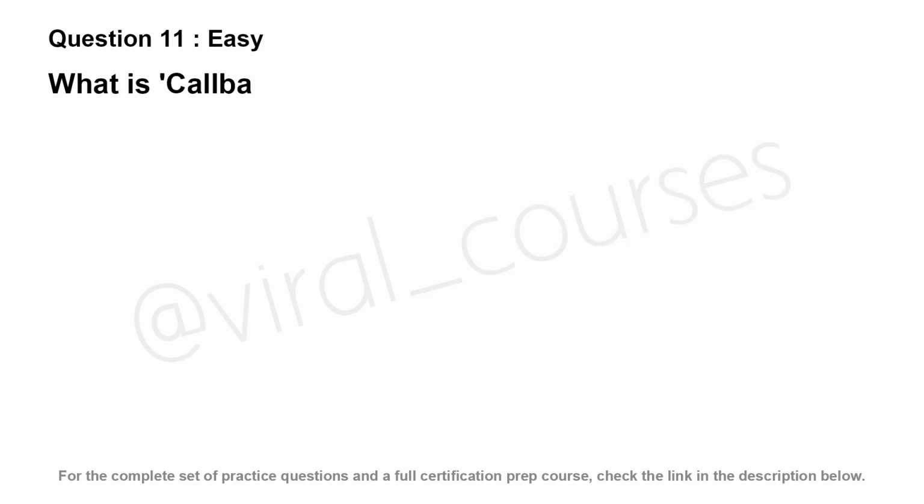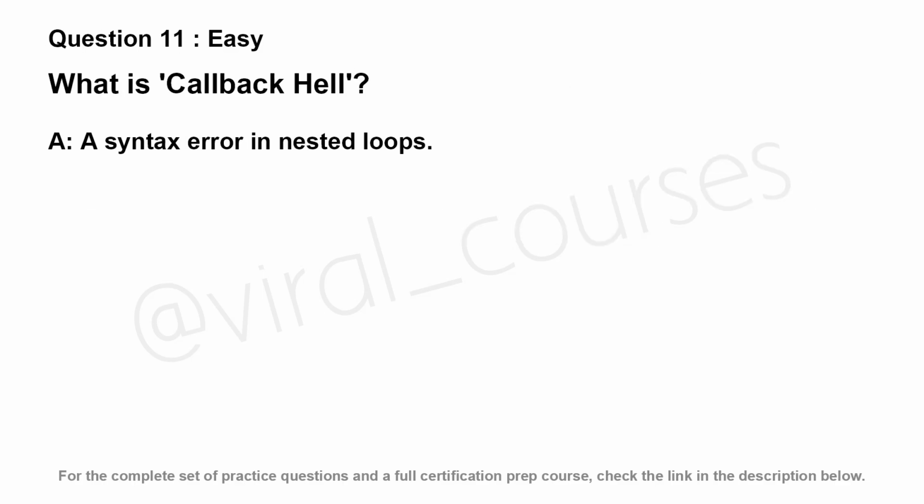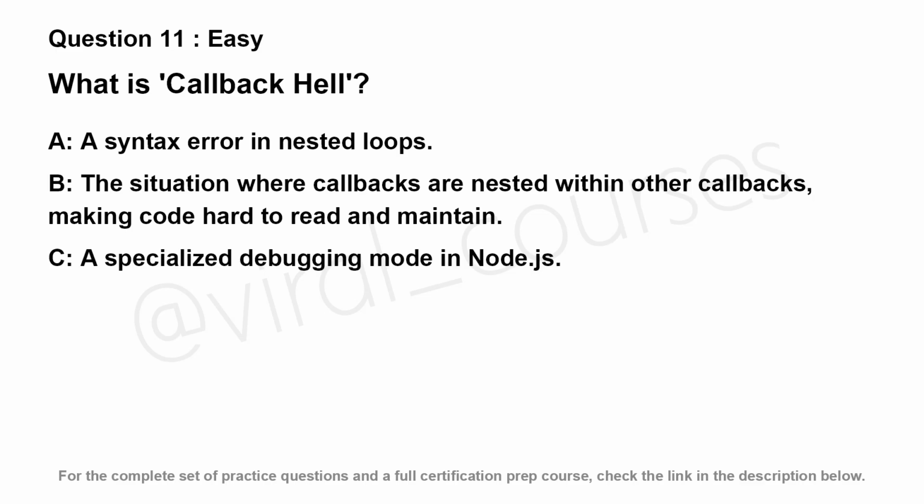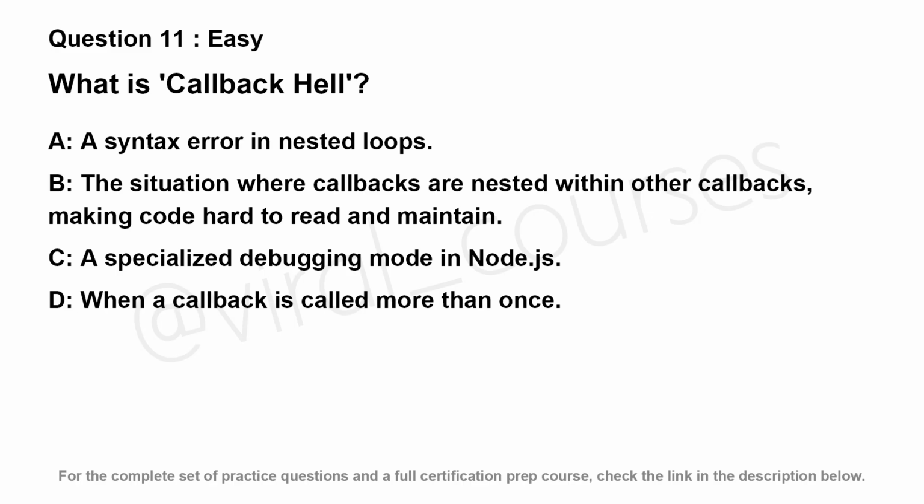What is callback hell? Option A. A syntax error in nested loops. Option B. The situation where callbacks are nested within other callbacks, making code hard to read and maintain. Option C. A specialized debugging mode in Node.js. Option D. When a callback is called more than once.